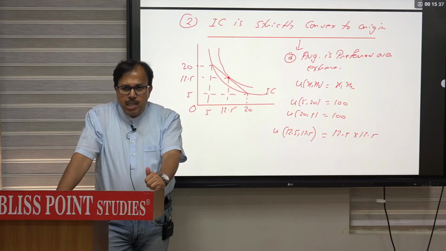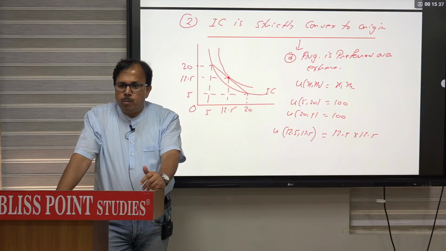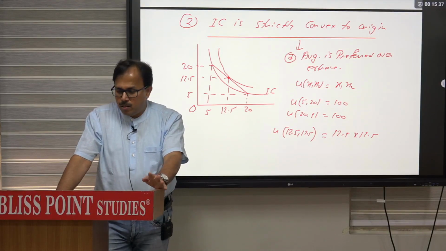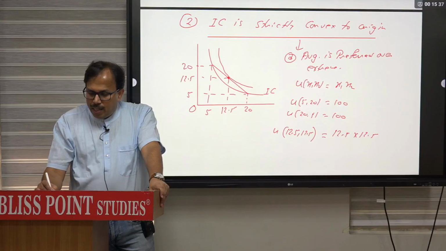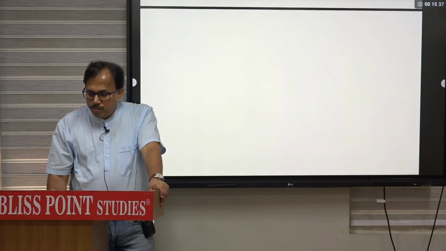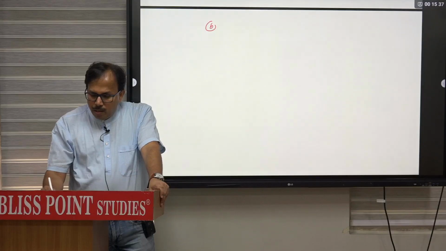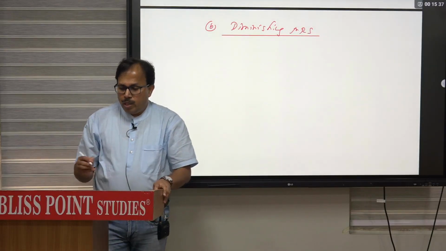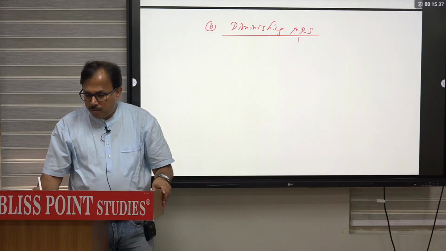So one reason is that average is preferred over extreme, and you can check with another function whether it will be strictly convex or not. I will apply this. So the first reason is that average is preferred over extreme, and the second reason, that is B part, is diminishing marginal rate of substitution, MRS. Diminishing MRS. Now what is the meaning of the term MRS?